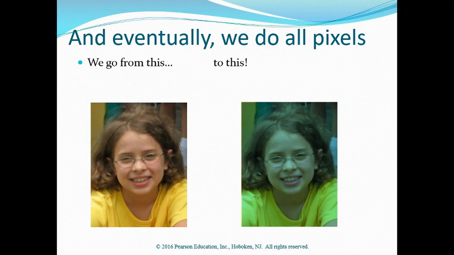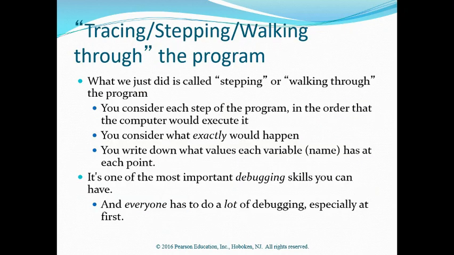Change it. And then we go from the left to the right. So tracing, stepping, walking through the program. What we just did is called stepping or walking through the program. You consider each step of the program in the order that the computer will execute it. You consider what exactly would happen. You write down what values each variable name has at each point.